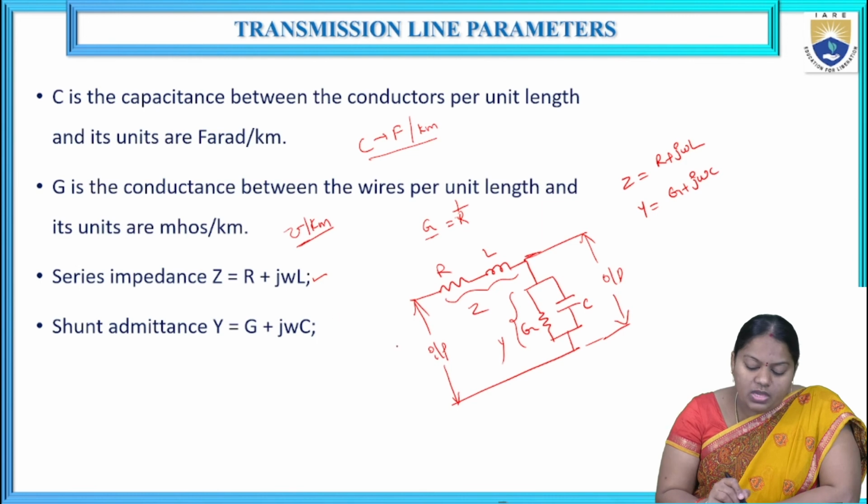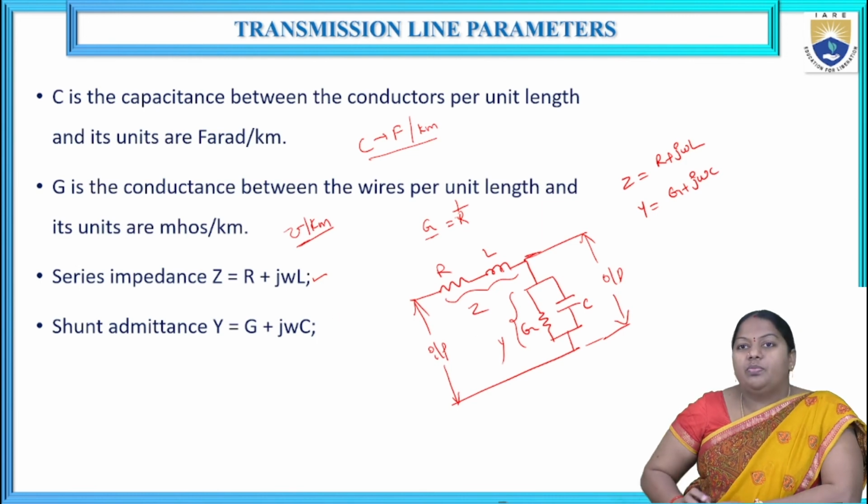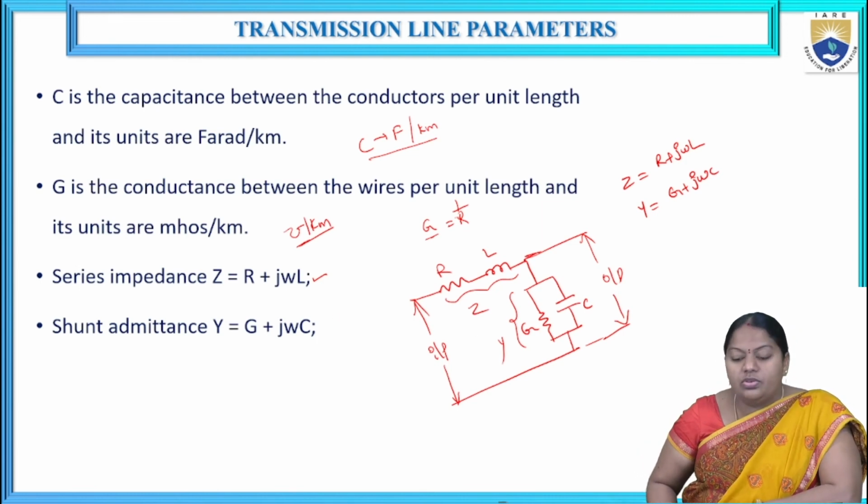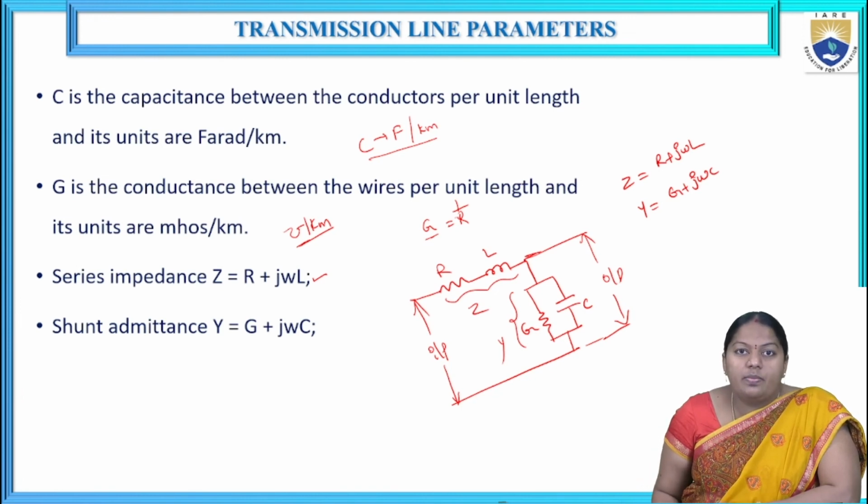Okay, so from the lumped equivalent circuit, from the primary constants equivalent circuit of a transmission line, the series impedance Z can be written as R plus j omega L, and the shunt admittance can be written as G plus j omega C.